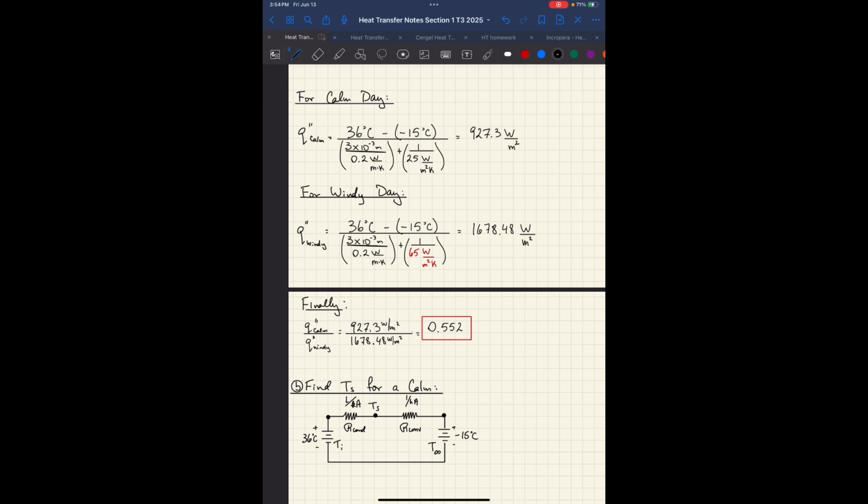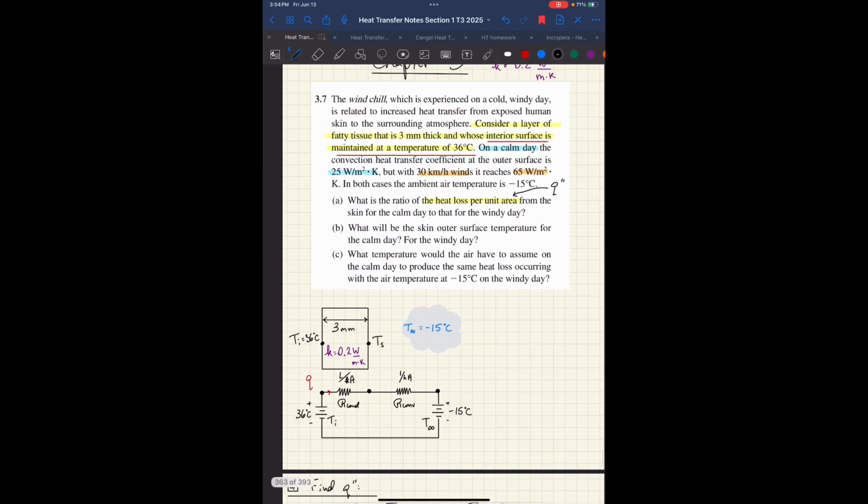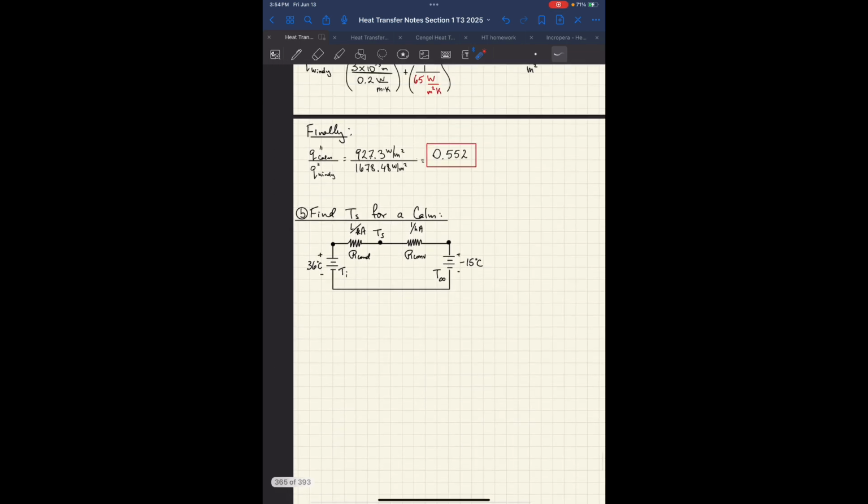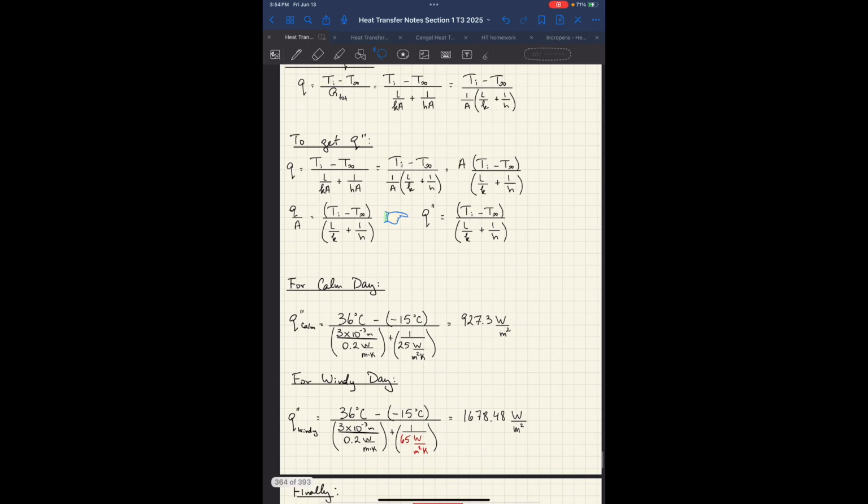Part B, to me, is a little more of an interesting question. They want you to find the outer surface temperature on the skin for a calm day and then for a windy day. I find that to be a much more interesting question. So let's do it for the calm day. For a calm day, you still have your flux equation, which looks like, I'm going to write it like this. Let me actually put the algebra first. So your flux equation is actually this guy.